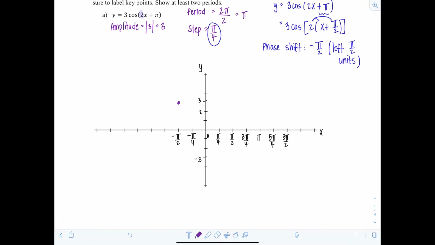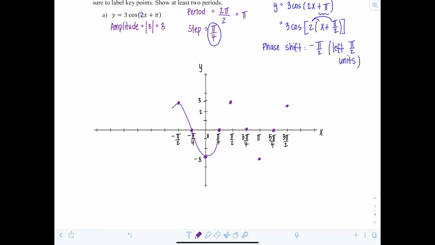Then at pi over 4, negative pi over 4, we're back to 0. At 0, we go down to negative 3. At positive pi over 4, we're back to 0. Up to 3, back to 0. Down to negative 3, back to 0, and then back up to positive 3.